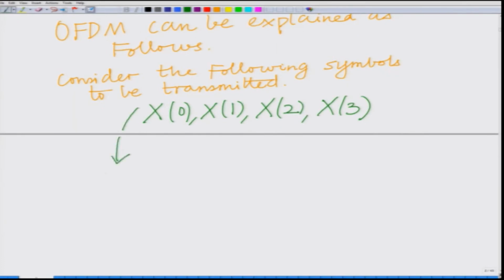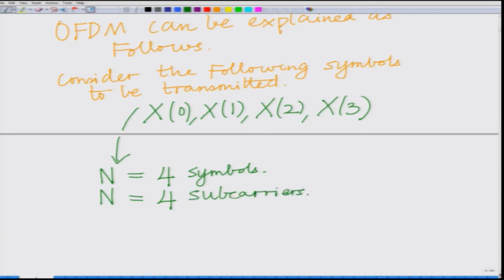So, we have capital N equal to 4 symbols, and this is also termed as the number of subcarriers, capital N equal to 4 subcarriers. This capital N is an important parameter in this OFDM system. These are denoted by capital X0, capital X1, capital X2, capital X3. It's important to note that we are representing them by capital X, because we will use small x to represent something else. So, we have capital N equal to 4 symbols, and also this is known as capital N equal to 4 subcarriers.